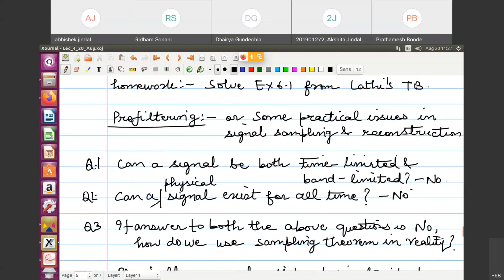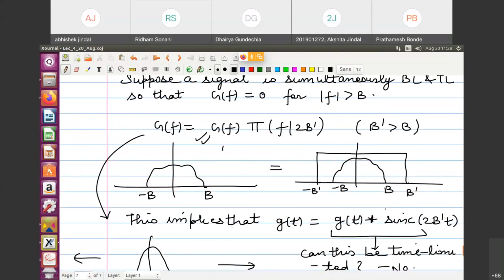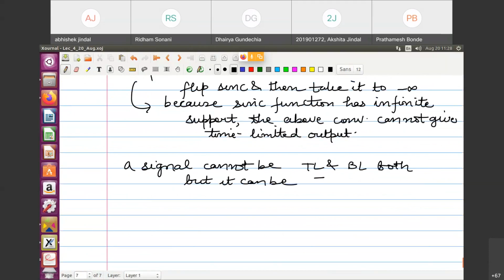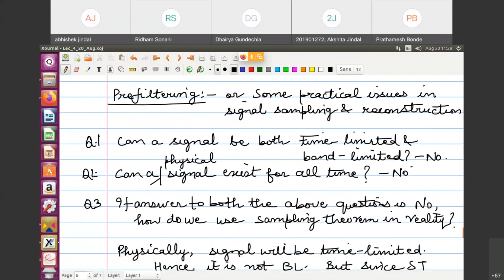But yes, there is one possibility: a signal can be time unlimited and band unlimited. It is not necessary that a time unlimited signal be band limited. If you can understand it well, the only thing we are saying is that it cannot be a signal that is both time limited and band limited, but it can be time unlimited and band unlimited. This can happen, that cannot. So the proof can be given loosely in this manner. Because of this, you cannot apply the sampling theorem in practical settings without pre-filtering or doing some good arrangement.